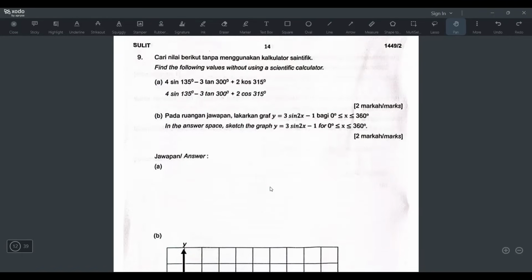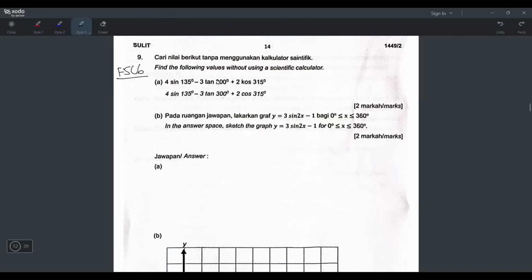Okay, question 9, let's go. So, saya nampak sin cos tan, saya sudah tahu which chapter, form 5 chapter 6. Ratio and graph of trigonometric function. And this chapter they decide to ask ratio. For A they ask ratio, for B they ask the graph.